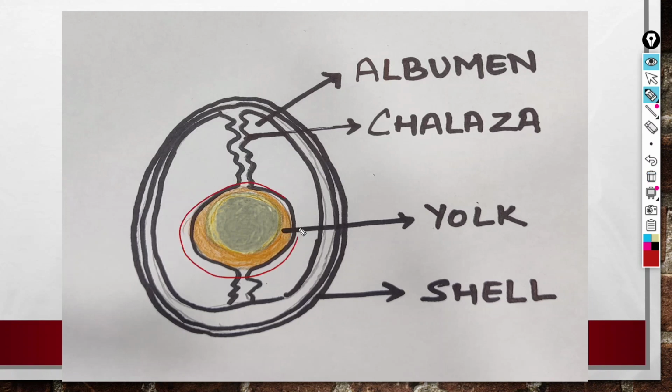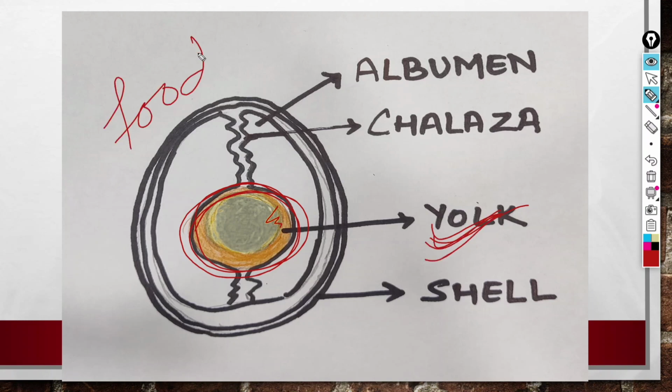Yolk. This is yolk. I have colored it with yellow and orange shade. The yolk contains water, protein, some fats, vitamins and minerals of the egg. This yolk is basically the food for the developing embryo in this egg.